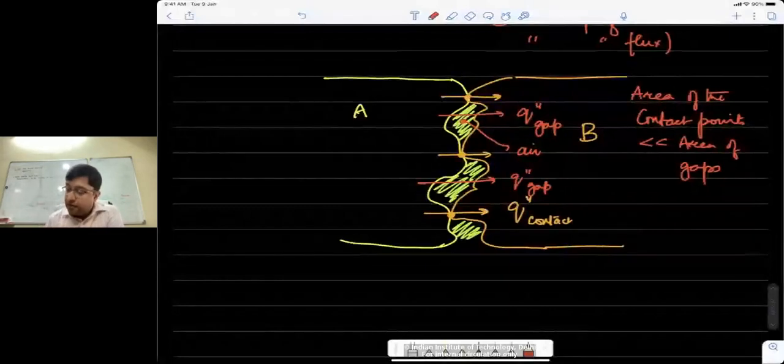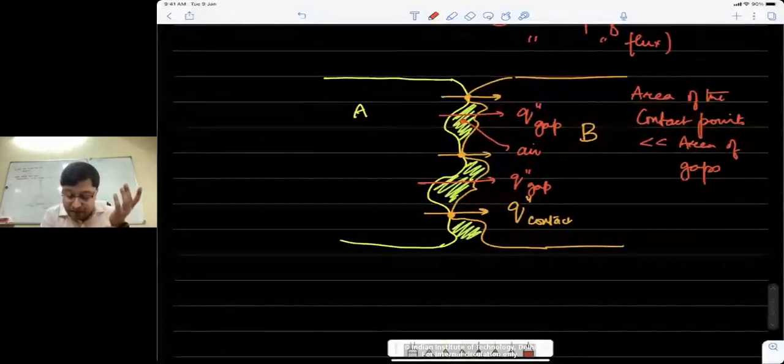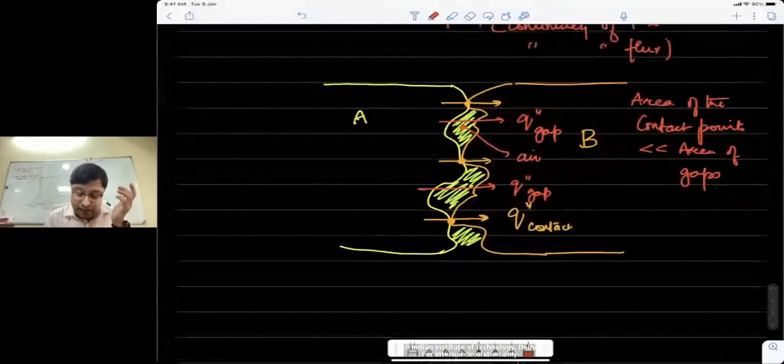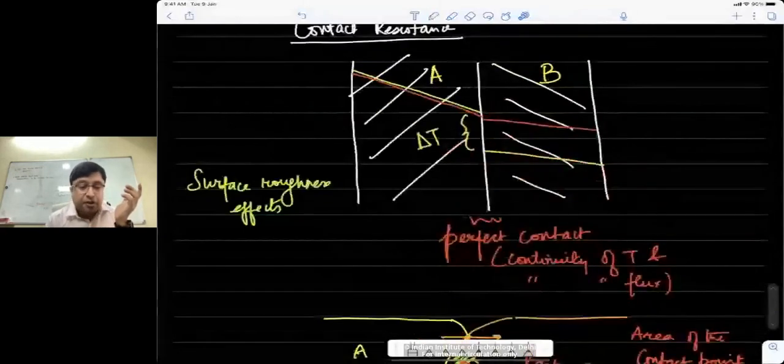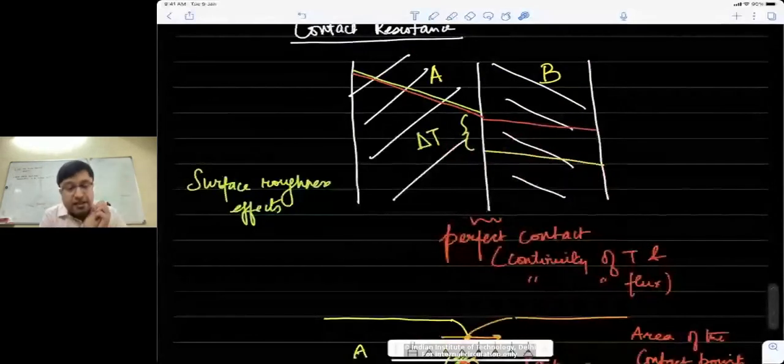Because air is an insulator, that resistance is also substantial. It is not very small, it is larger than the conduction resistance offered by the slabs themselves. So at the contact point, you would see this kind of drop in temperature. That would purely be because of this contact resistance coming into play.